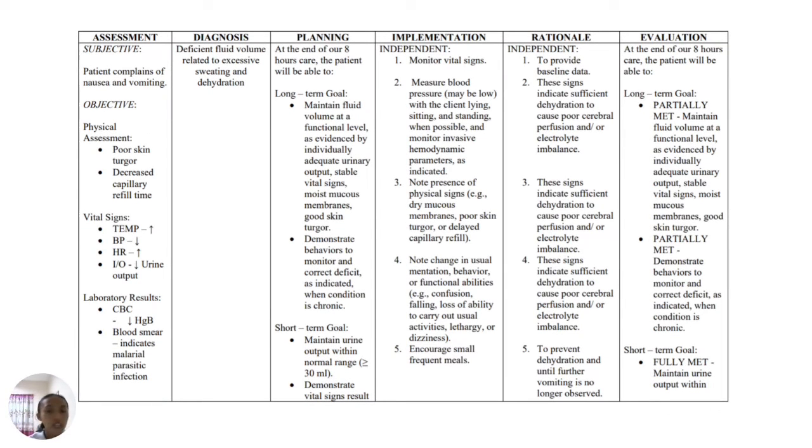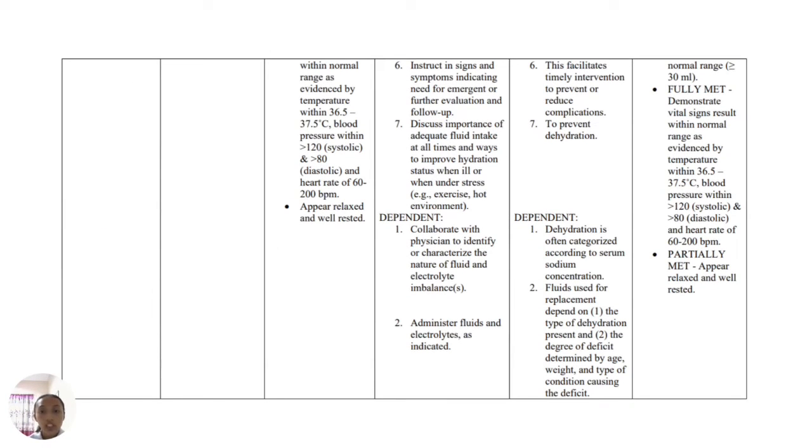And for the evaluation, at the end of your 8 hours of care, the patient will be able to, for the long-term goal, partially met: maintain the fluid volume at the functional level as evidenced by individually adequate urinary output, stable vital signs, moist mucous membranes, and good skin turgor, and partially met: demonstrate behaviors to monitor and correct deficit as indicated when condition is chronic. Fully met: maintain urine output within normal range, greater than or equal to 30 ml. Fully met: demonstrate vital signs within normal ranges as evidenced by temperature within 36.5 to 37.5 degrees Celsius, blood pressure less than 120 systolic and less than 80 diastolic, and the heart rate is 60 to 100 beats per minute, and partially met: appear relaxed and well rested.